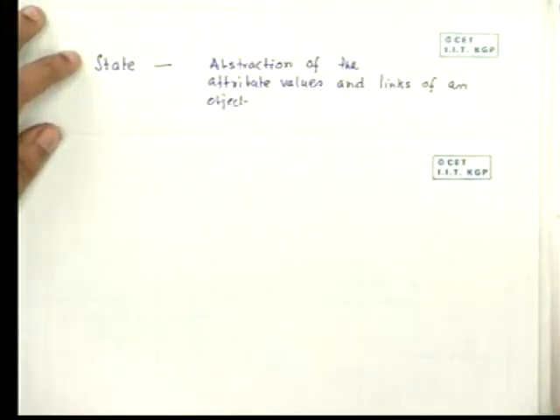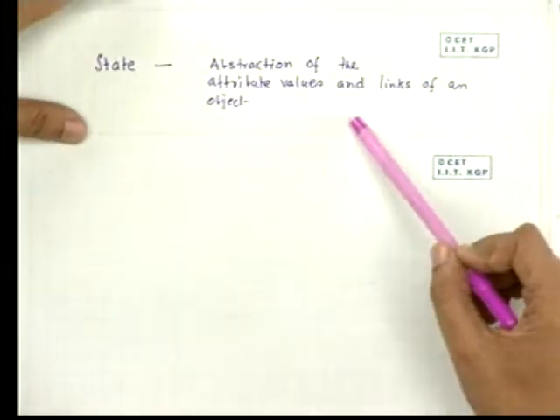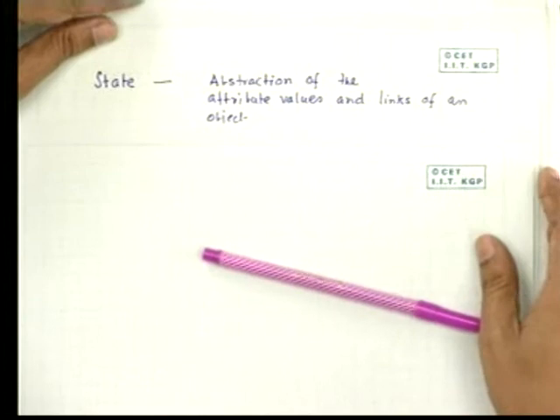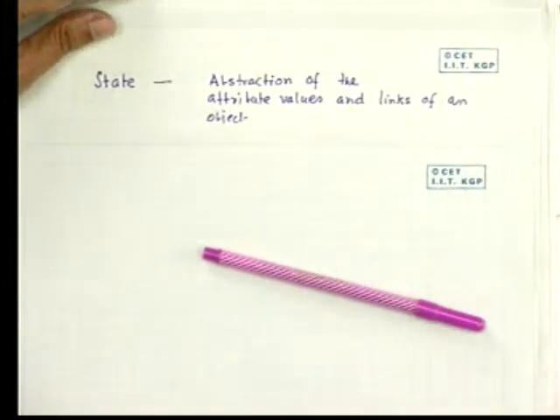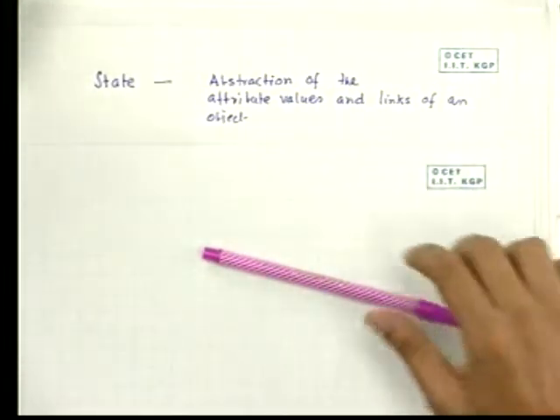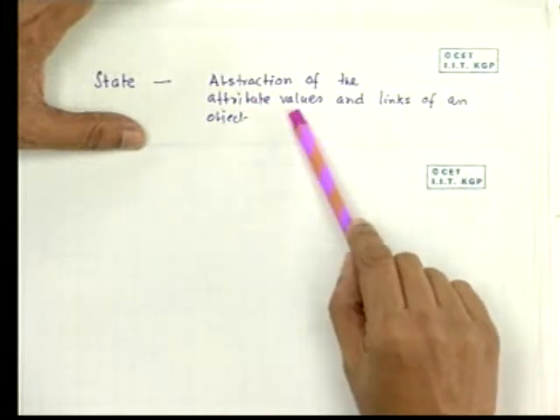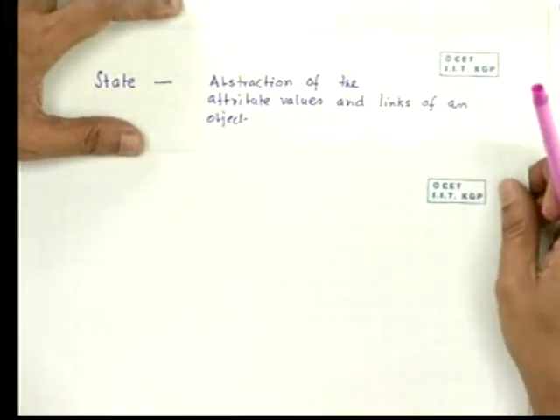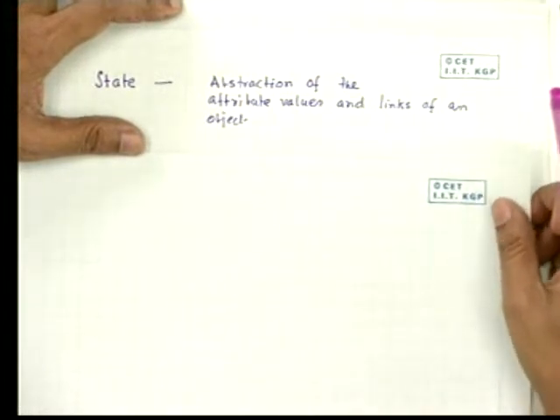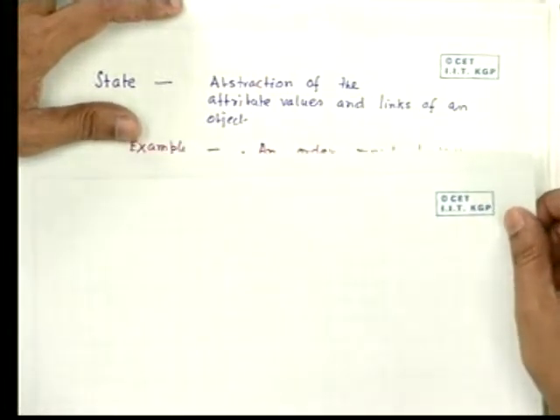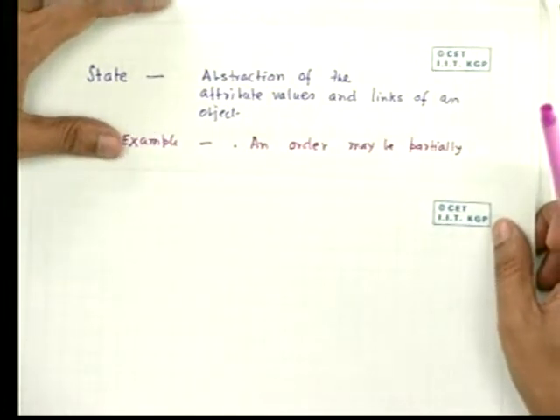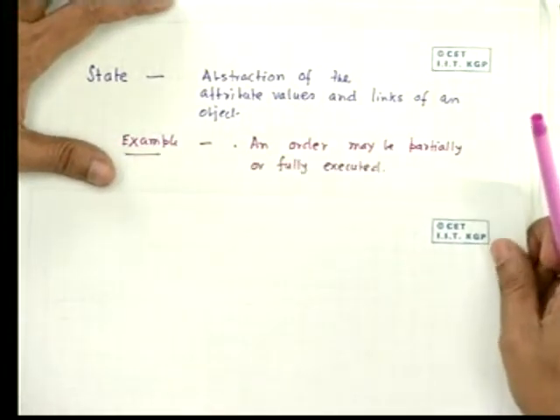So if we follow that type of philosophy, then we can define a state of an object to be an abstraction of its attribute values and the links of an object. That means the object is completely specified once the structure of the object is known: its attribute values, and also the other objects to which it is referencing through links, the different types of interrelationships it has with other objects.